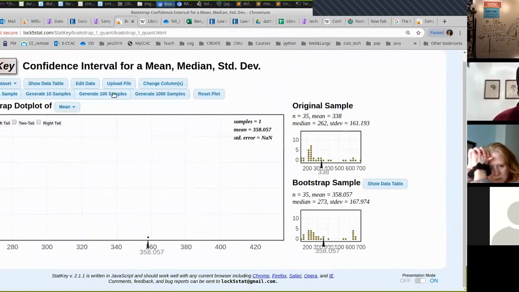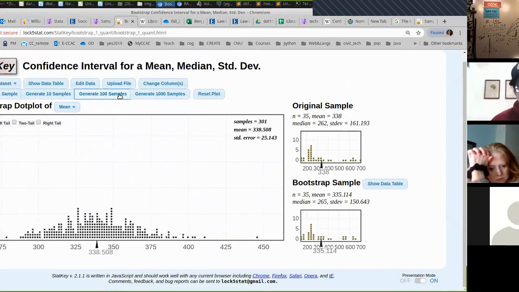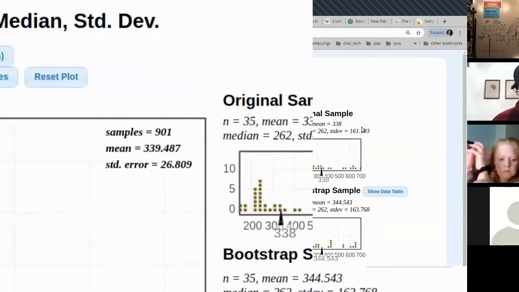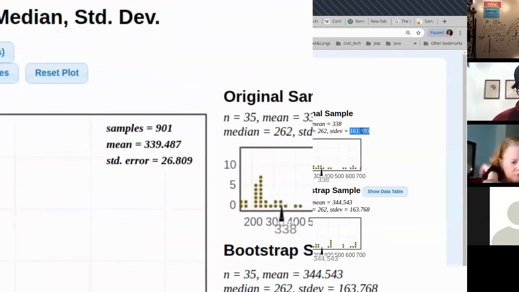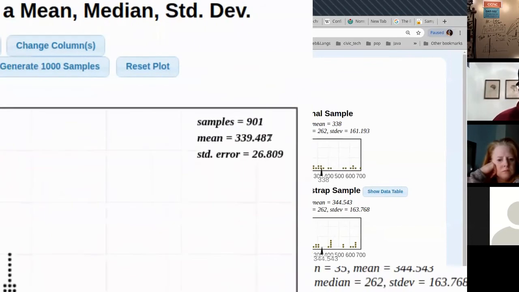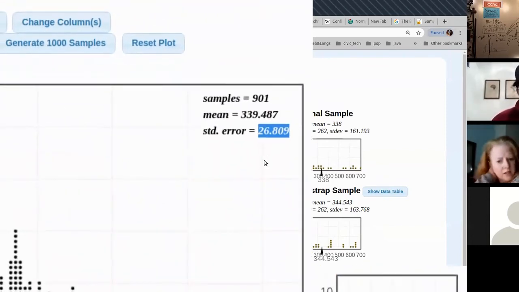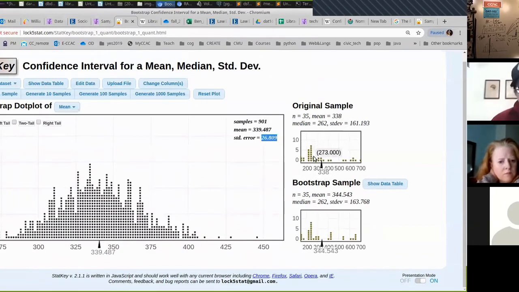So in fact, you can do it hundreds of times. And we see the same phenomena. What is that phenomena with respect to the spread of the data? The spread of my sample was 161 pages. What's the spread of my sample of samples? Significantly less. Why is that? Because we're resampling, and so we're converging.